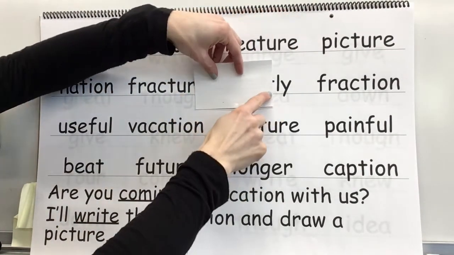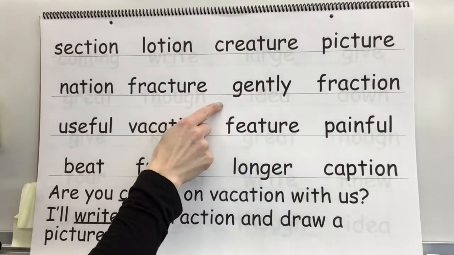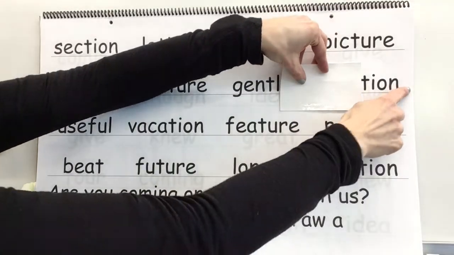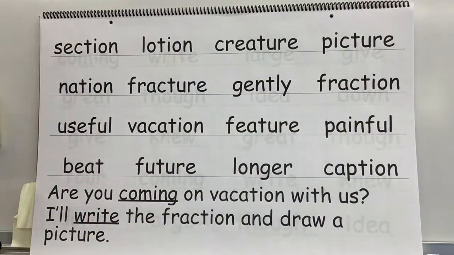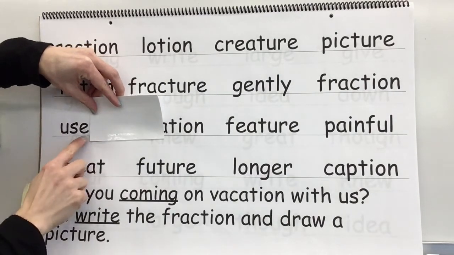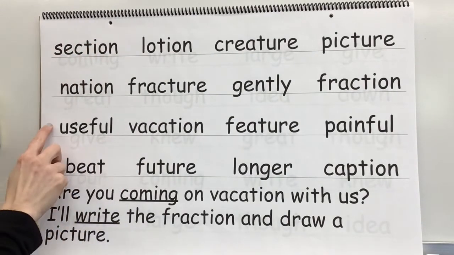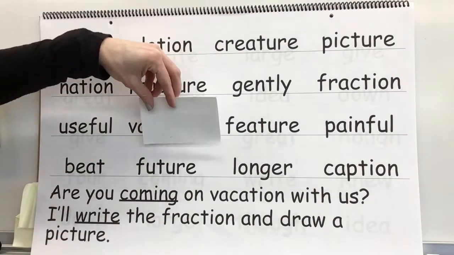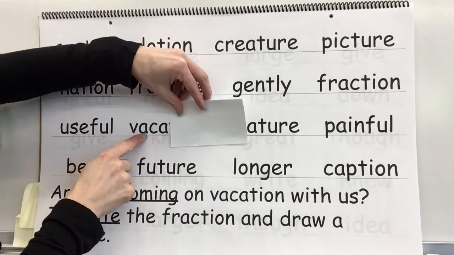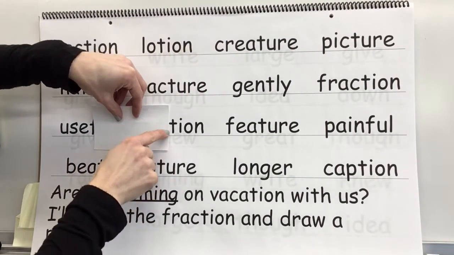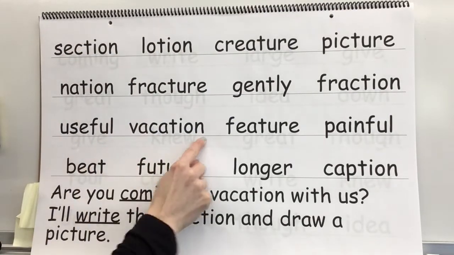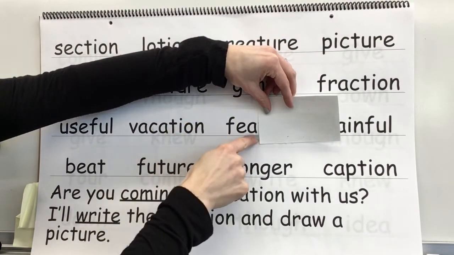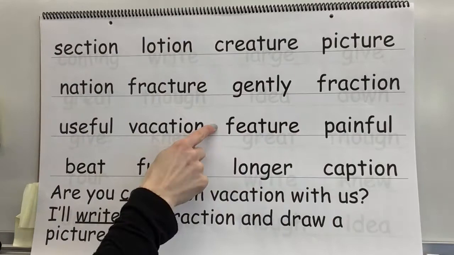Syllable, gent. Suffix, lee. Word, gently. Syllable, frack. Syllable, shun. Word, fraction. Base word, use. Suffix, full. Word, useful. Very good. This one we're going to divide a couple of times. Syllable, vay. Syllable, k. Syllable, shun. Word, vacation. Yes, vacation. Syllable, fee. Syllable, chur. Word, feature.